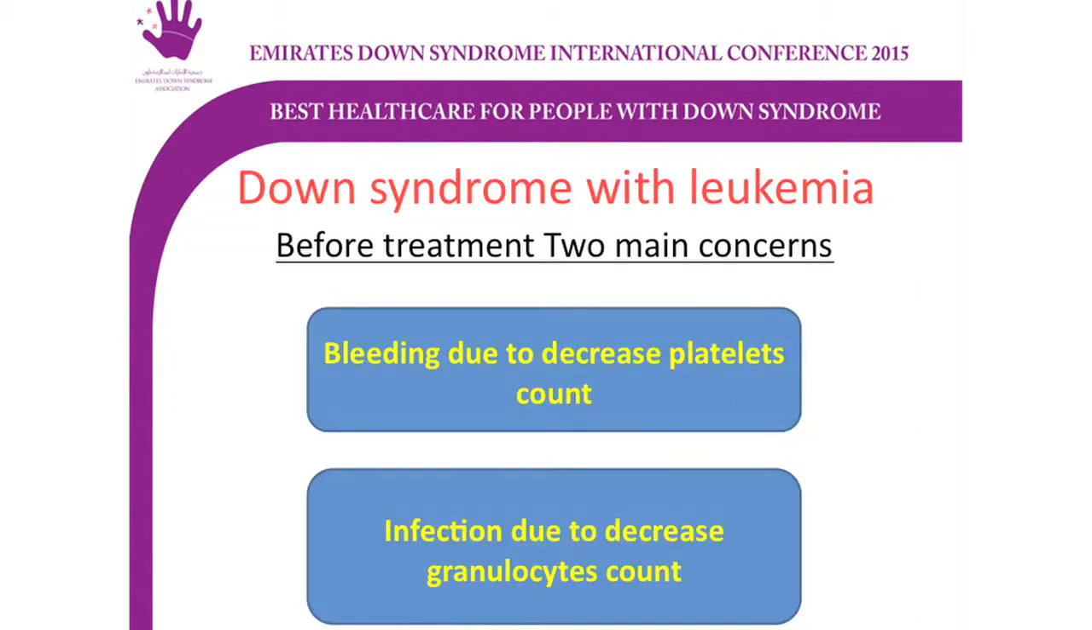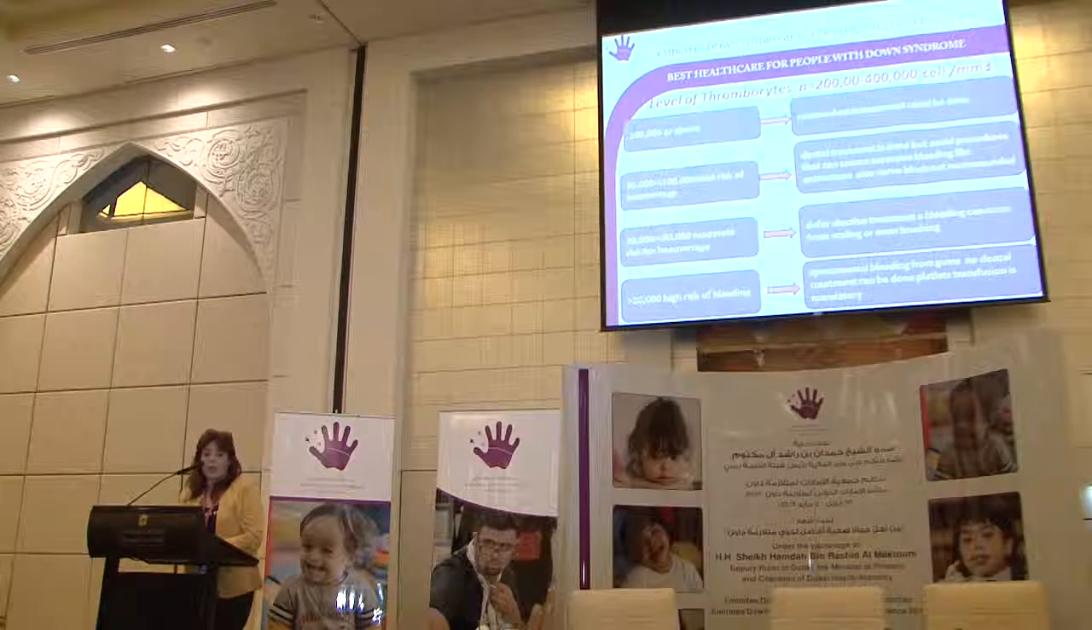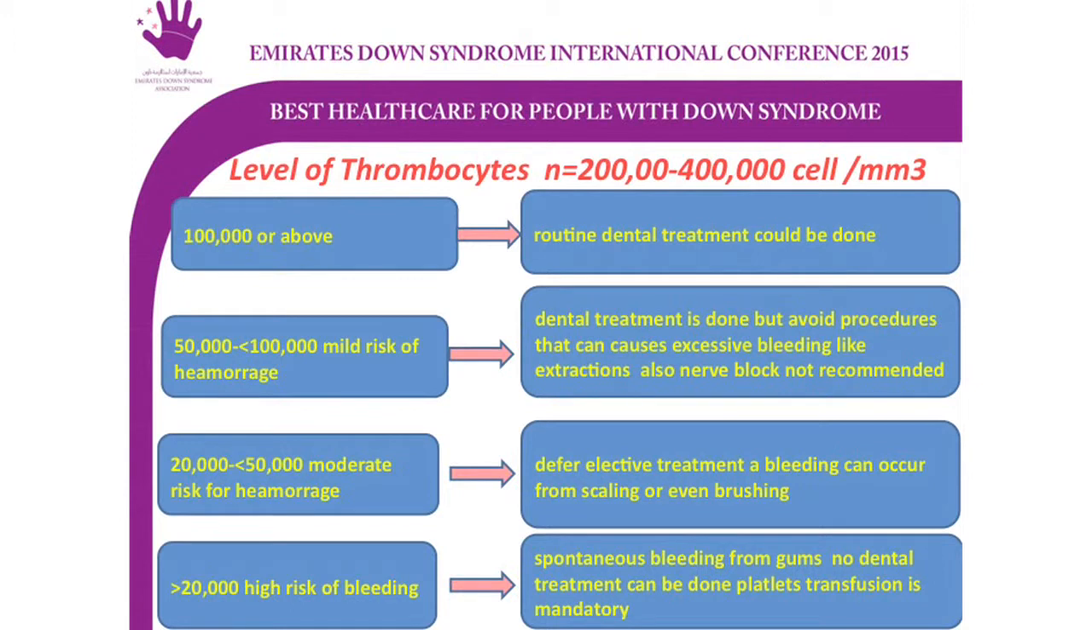In leukemia, we are concerned about two things: bleeding due to the decreased number of thrombocytes, and infection due to the decreased number of granulocytes. I will not go into details, just the conclusion.